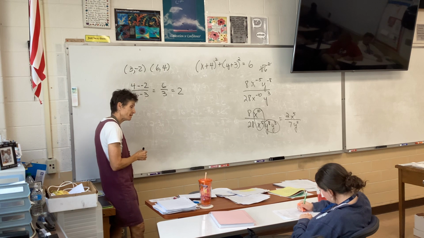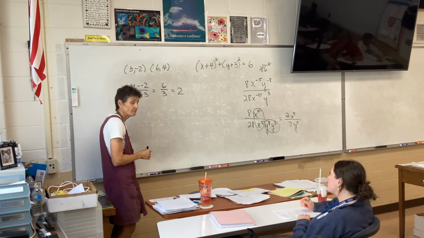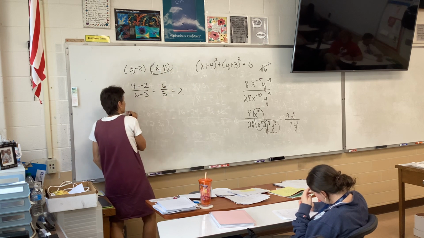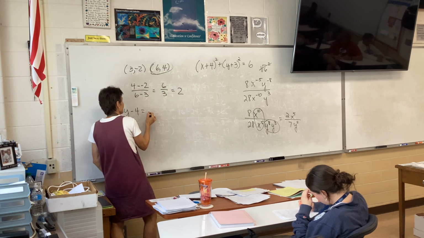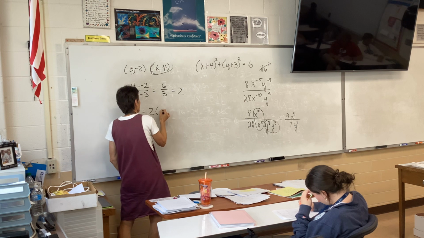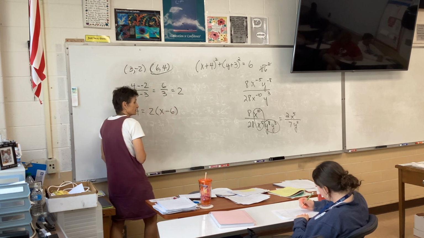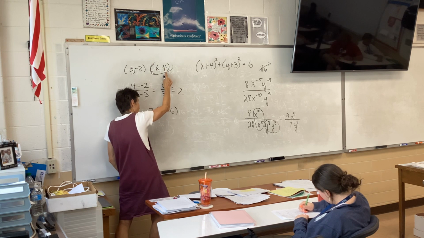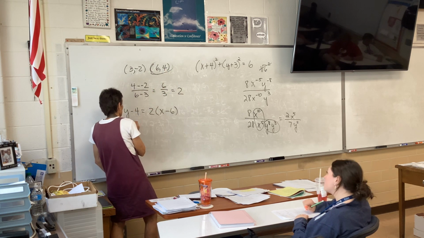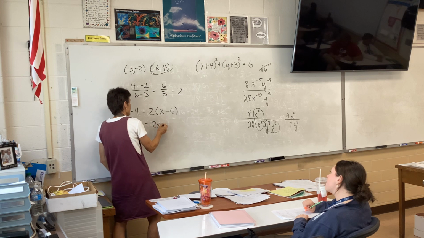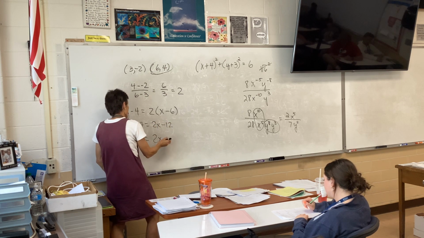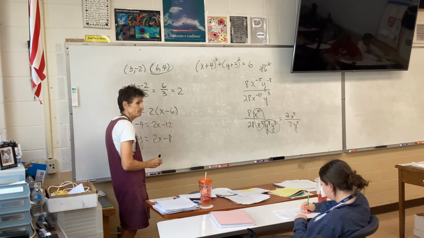Half credit for making it this far. How do you get the other half? Plug in a point. I think I'll just use this one. y minus 4 equals 2 times (x minus 6). Make sure you're doing y minus the y. So y minus 4 equals 2x minus 12. I'm going to add 4 to both sides. Did you get 2x minus 8?